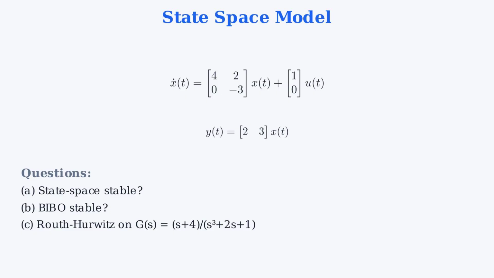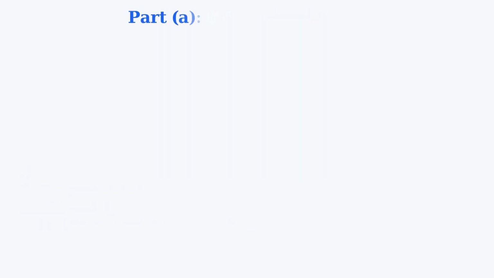We need to answer 3 questions. Part A, is the state space model stable? Part B, is the system BIBO stable? Part C, for a different transfer function, g of s equals s plus 4 divided by s cubed plus 2s plus 1, apply the Routh-Hurwitz criterion. Part A, check internal stability of the state space model.